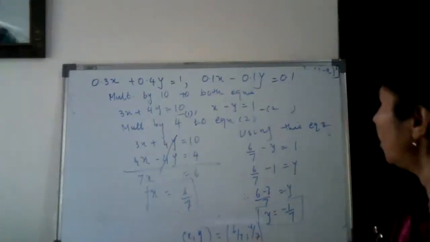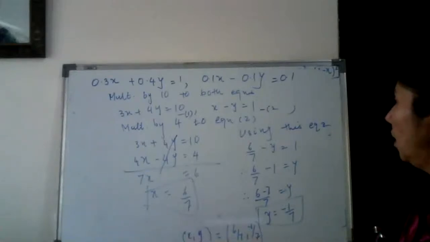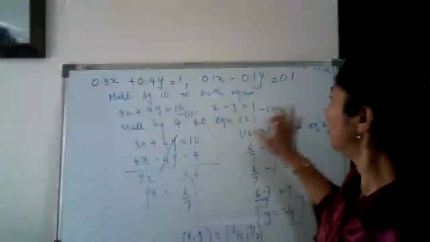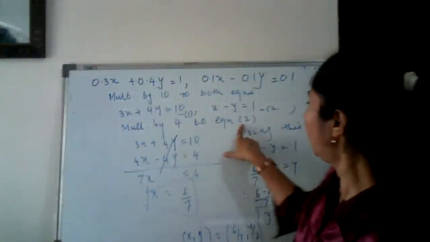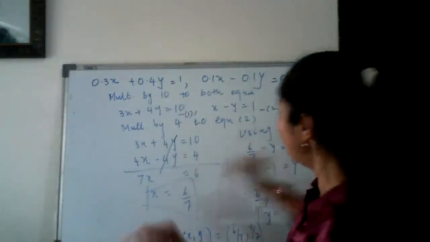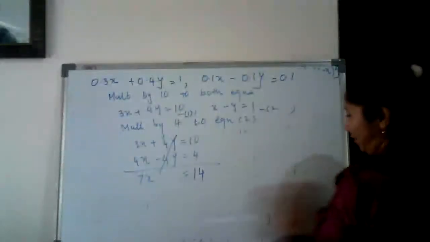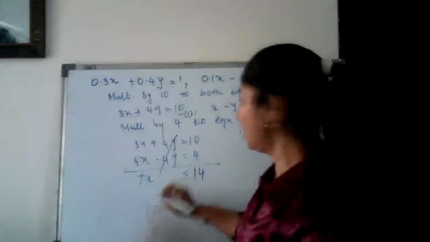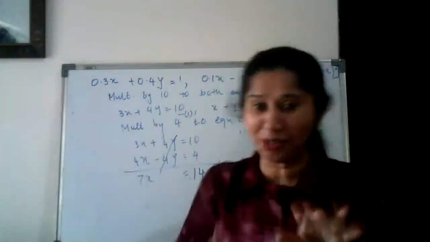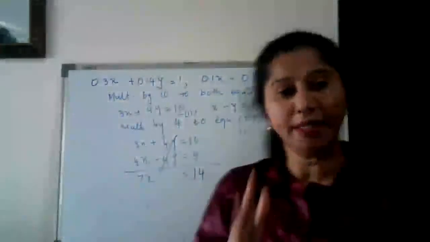Did I make any mistake or what? Was it a problem? Multiplying by 4. Okay, I'm sorry. That's what I was thinking. Why did I get this? Okay, once again, I'm really sorry for the confusion. I'll just explain this again here.